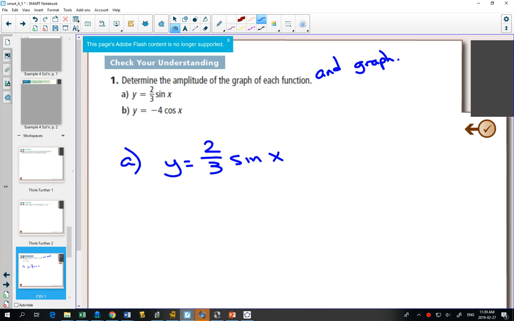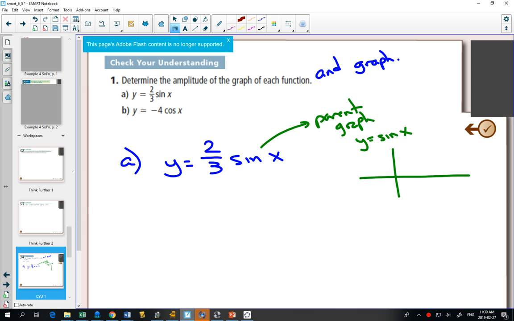Connecting to our transformations unit from before, we would recognize that our parent graph is y equals sine of x. And sine of x, you have to be able to go, oh, I know what that looks like. It goes up to 1, down to -1. And I can label my axes family quickly. A sine graph starts in the middle, going up, goes from your middle to your maximum to middle, back to a minimum, back to the middle again. And that's our parent graph.